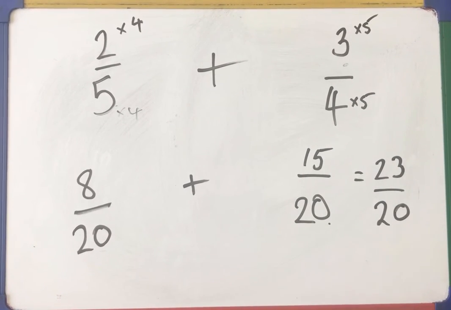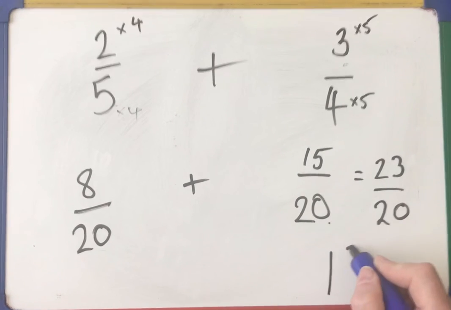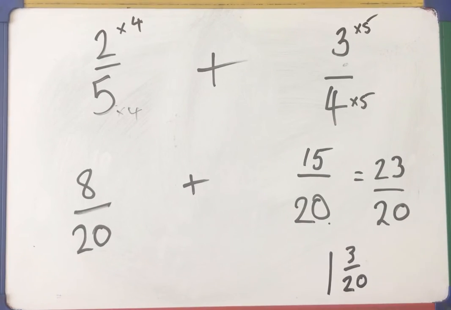Please watch the video on converting that to a mixed number, and I'll just give you the answer here. 20 into 23 goes once, and there are 3/20 left over. If you don't know what I've just done there, look at the video on mixed numbers and improper fractions.